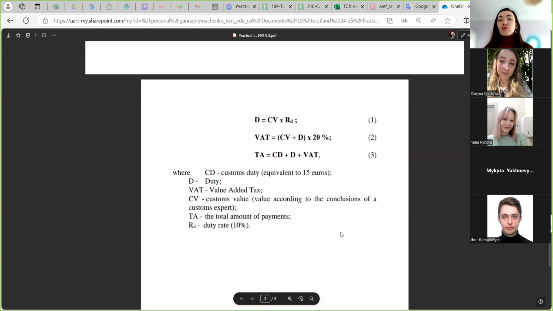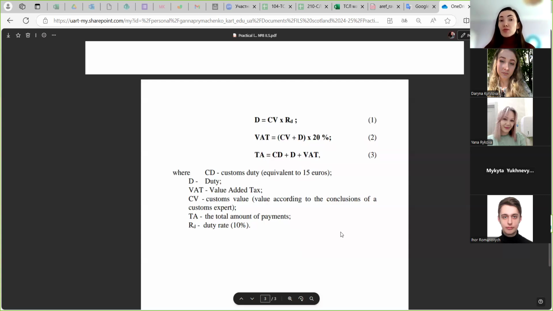And our last formula which we need to do is our formula number 3. So write please 3 point, or 3 close quantity. And we need to find such a parameter as TA. It is the total amount of payment. It is how much money we need to pay for the customs procedures.